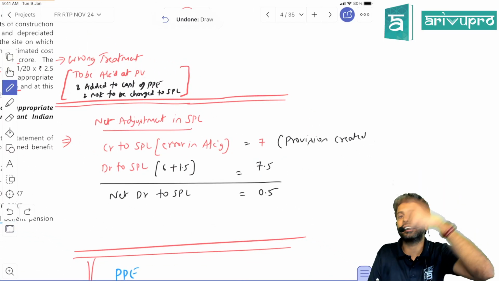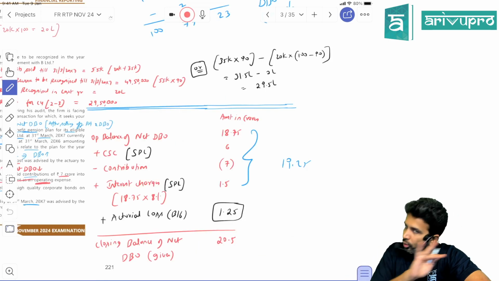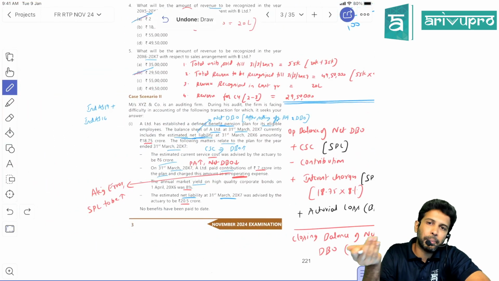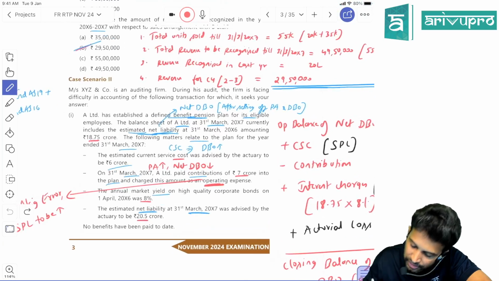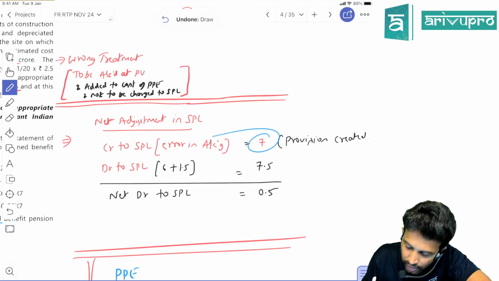Current service cost and interest charges. Then the plan assets contribution which was made. It was not an expense, but our accountant booked it as an expense. So he has already debited P&L, which we need to reverse. So how much expense was unnecessarily accounted? 7 crore. So you will credit SPL to the extent of 7 crore.